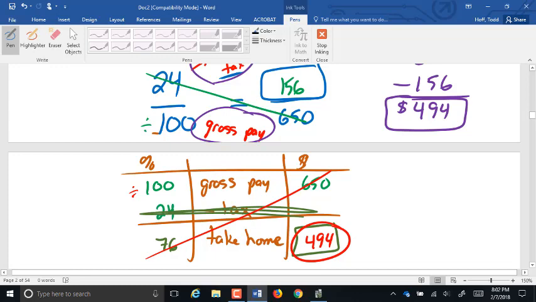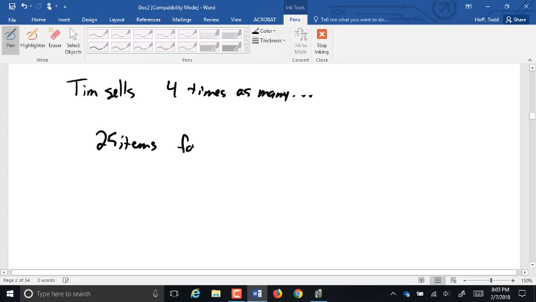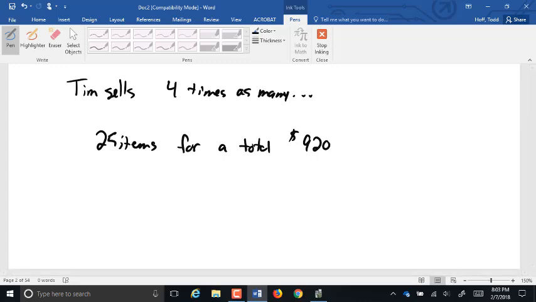Other types of word problems other than percents, we will see, like we said, the sales, Tim sells 4 times as many, blah, blah, blah, that type of problem, like the problems we did to start the class. Or we might have 25 items for a total of $920. How many of each type of item? Again, like we did at the beginning of the class tonight.